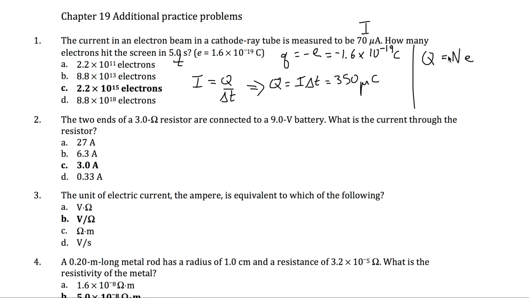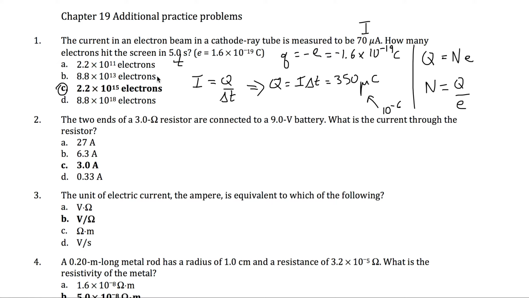So just use this equation right here to solve for N, and it's going to be Q over E. So do 350 microcoulombs. Remember that micro means 10 to the negative 6, divided by 1.6 times 10 to the negative 19 to get a positive number of 2.2 times 10 to the 15 electrons.